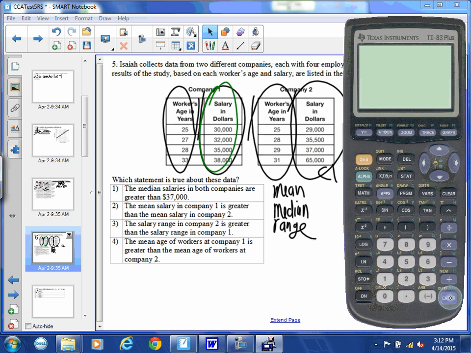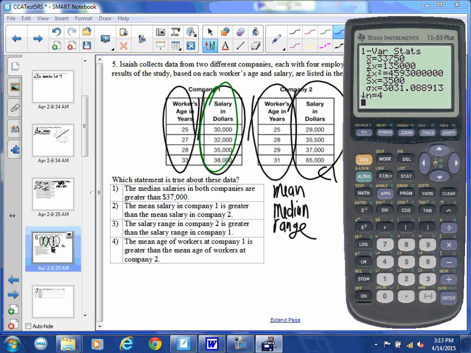Oops. 35,000, and I got 38,000. Stat, calc, 1 variable statistics. Yours is a little bit different than mine. Turn it down to calculate. I know my x bar is my mean. My mean is 33,750.